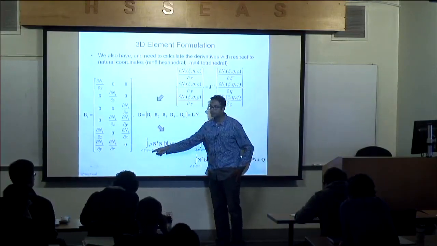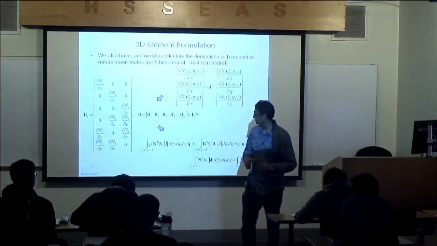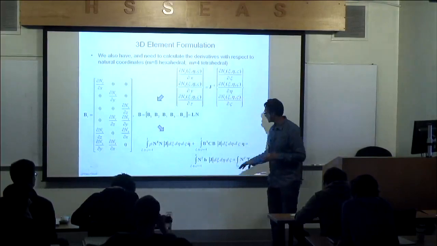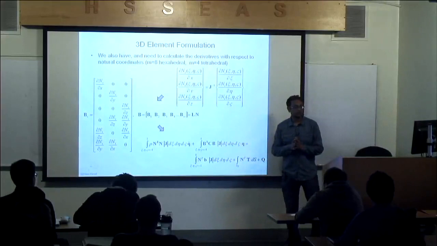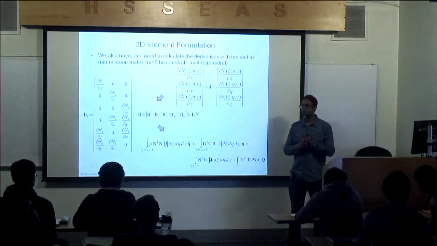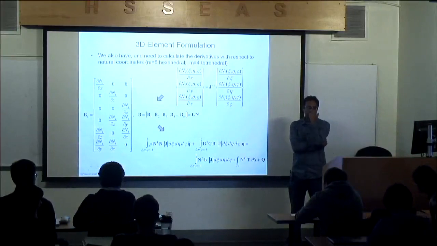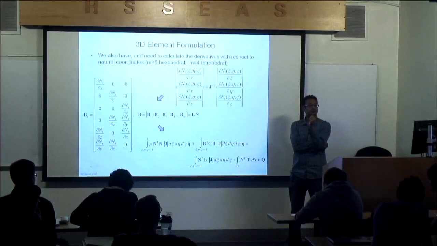All my integrals are from -1 to 1. I can use Gauss quadratures to evaluate these integrals. And then I still have to tackle this surface integral, which can be done quite readily. Okay. Any questions on a 3D element formulation? Are you guys following the steps?